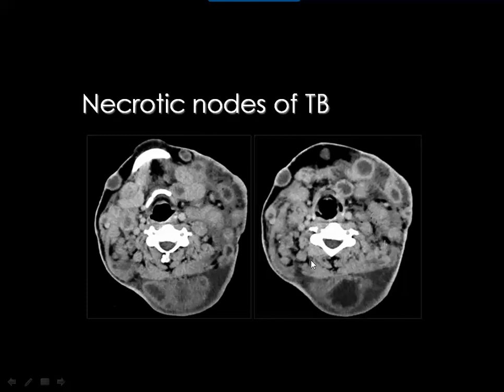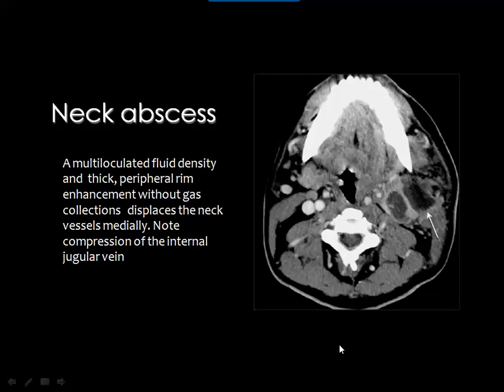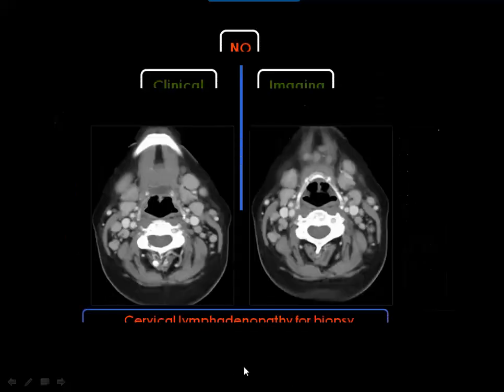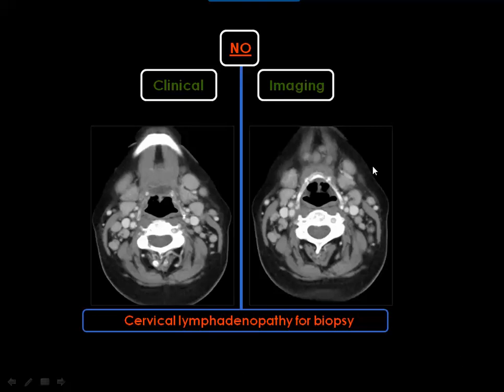And you see that the smaller nodes are homogeneously enhanced, and larger nodes may have a necrotic center and a peripherally enhancing margin. And some of the nodes, whenever infected, will form an abscess, and here you see a multilocular abscess in one of the lymph nodes in the upper deep cervical group of lymph nodes. You can appreciate the stranding of the related fat planes and the edematous changes in the wall of the pharynx as well.